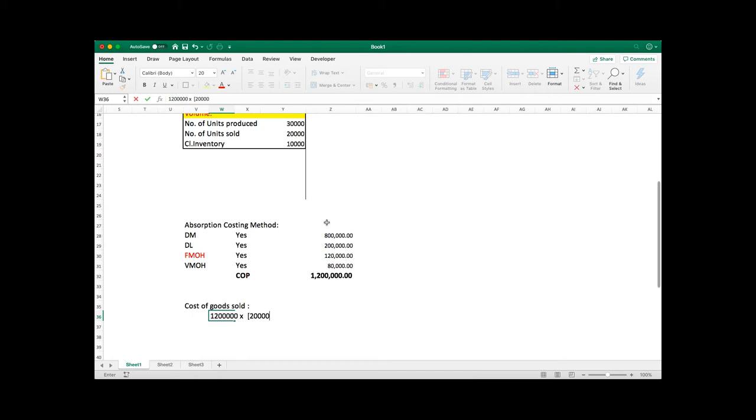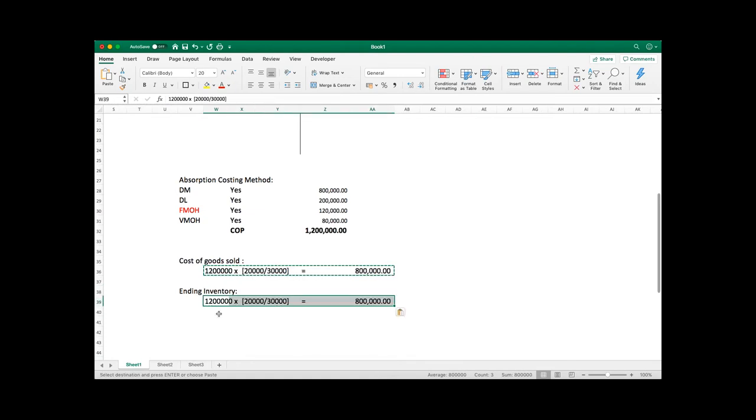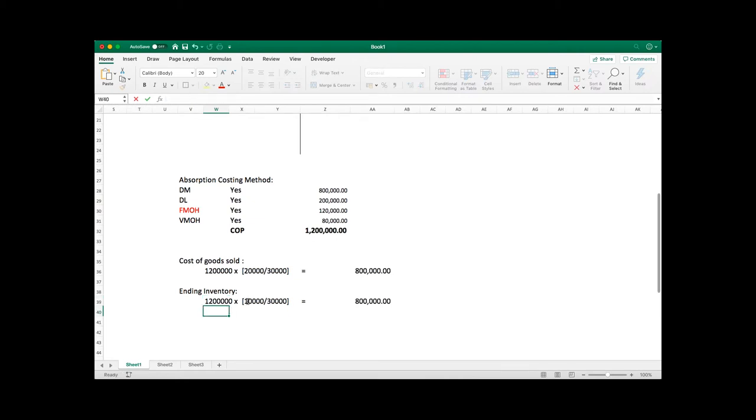Clear? Now, what is the cost of production here? Cost of production is 1,200,000. Clear? Now let us calculate cost of goods sold. Cost of goods sold, 1,200,000 times, how many units you produced? 30,000. How many units are sold? 20,000. 20,000 divided by 30,000 will give you the cost of goods sold. What is the amount? 1.2 million divided by 30,000 times 20,000. This is the cost of goods sold.